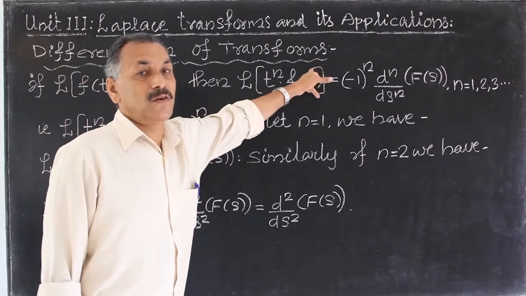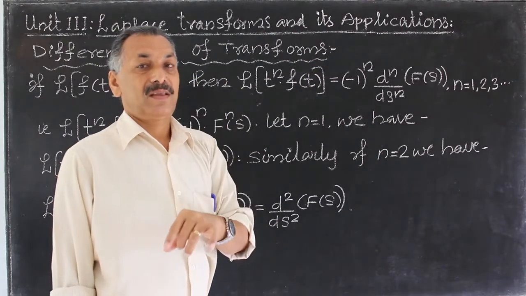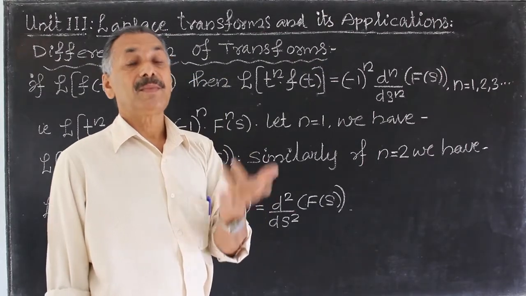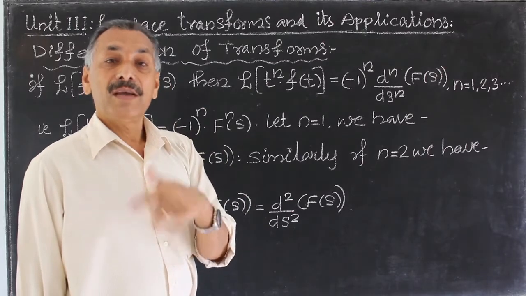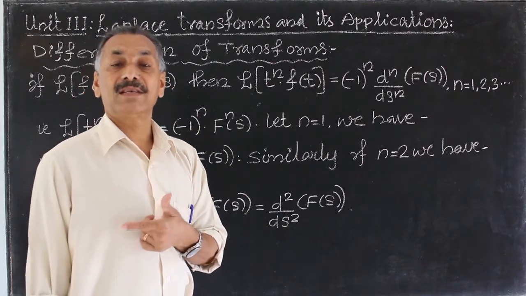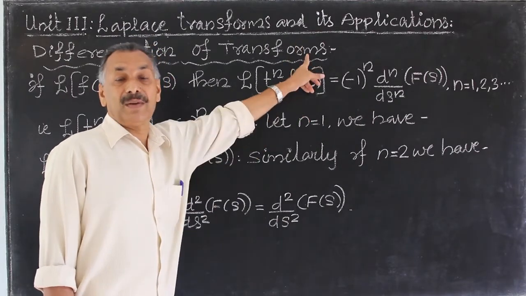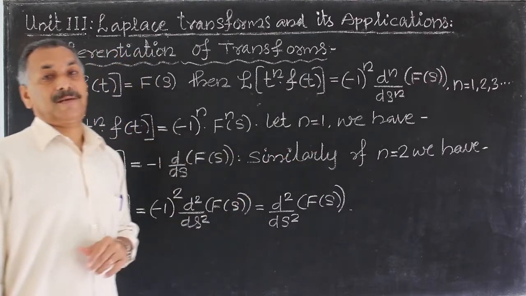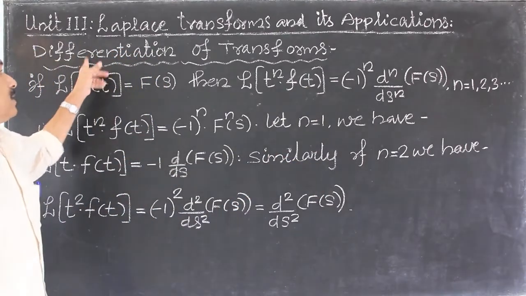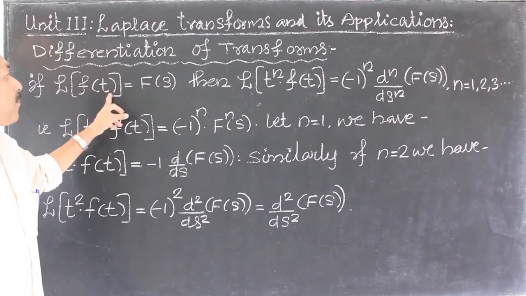Differentiation of transforms. Transforms are all capital: F(s), G(s). Earlier, with small y equal to y(t), its derivatives have Laplace transforms L of y dash, L of y double dash, etc. Here it is d divided by ds of capital F(s), second derivatives, etc. This is differentiation of transforms. There is a set: if Laplace transform of f(t) is equal to F(s).